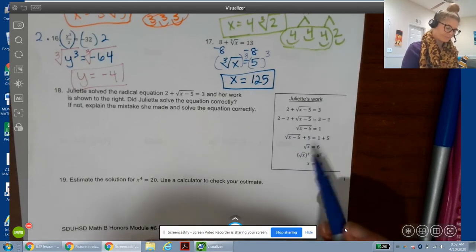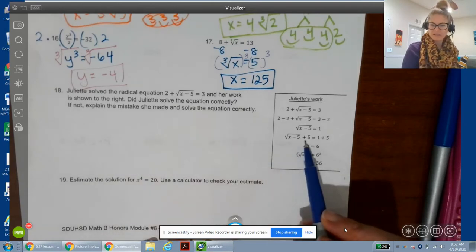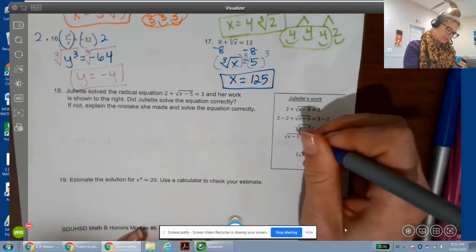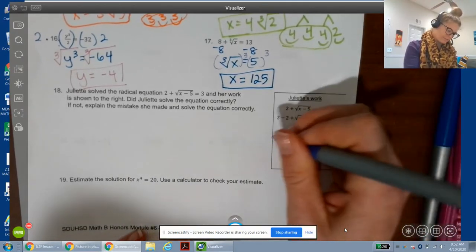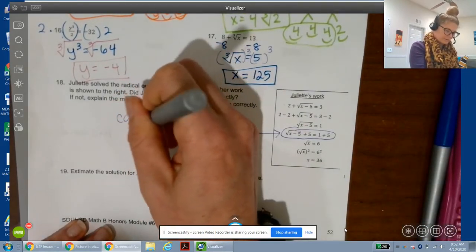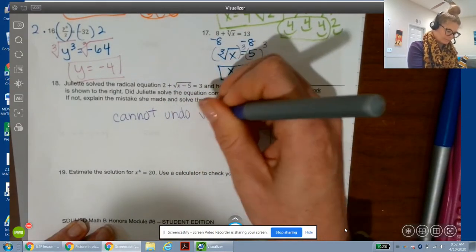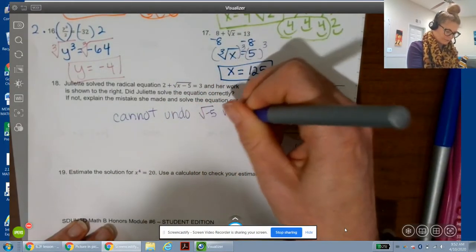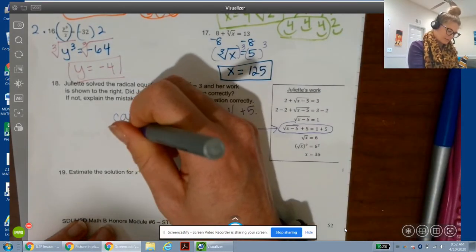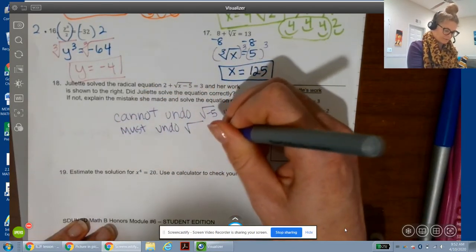radical expression there. And then to undo subtracting 5, she added, wait, can you touch that minus 5? Isn't it underneath a radical symbol? So this is her mistake. Cannot undo square root of minus 5 with plus 5. Must undo radical first.